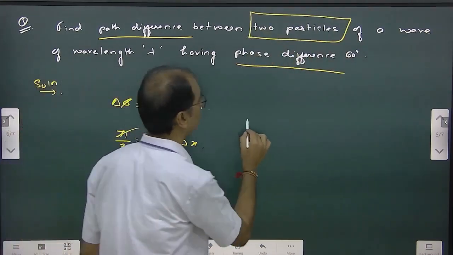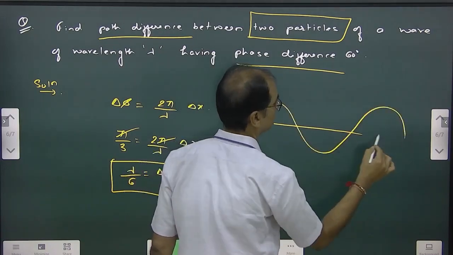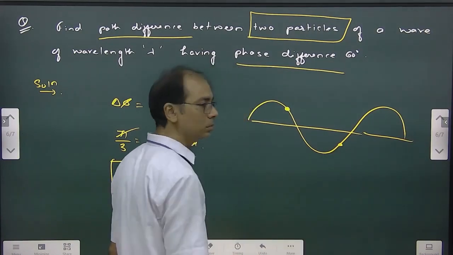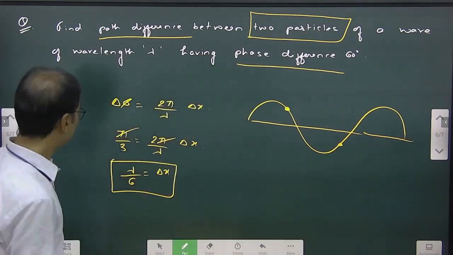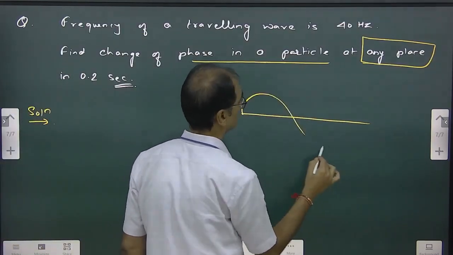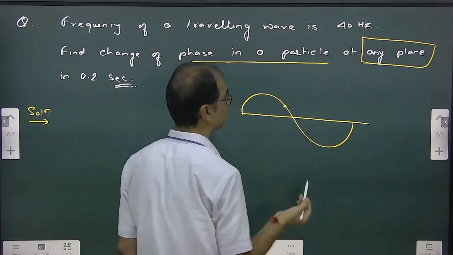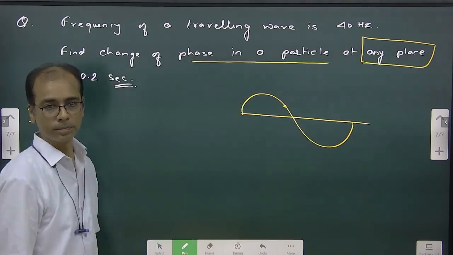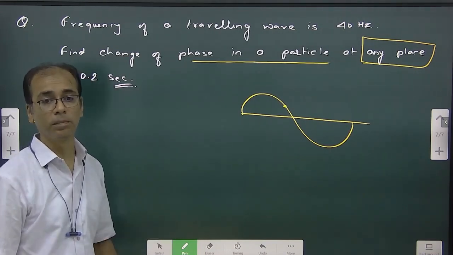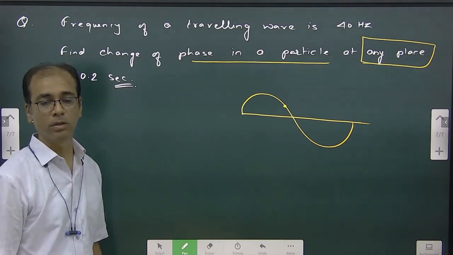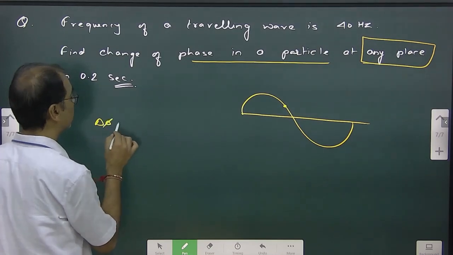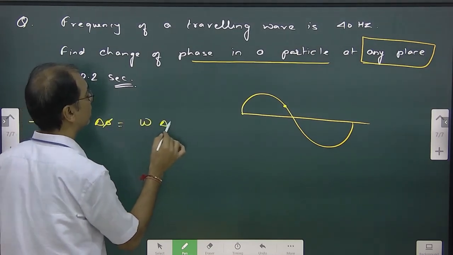Okay, this is the wave. One particle may be here, another particle may be here. Possible. But in this question, he is asking about a single particle only. Maybe this particle. Now what is this doing? This is doing simple harmonic motion. So its place is changing, but its place is changing because of time. So phase will change because of time. So in this case, delta phi is not k delta x, it is omega delta t.